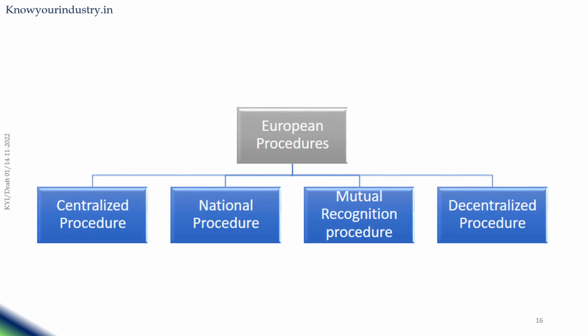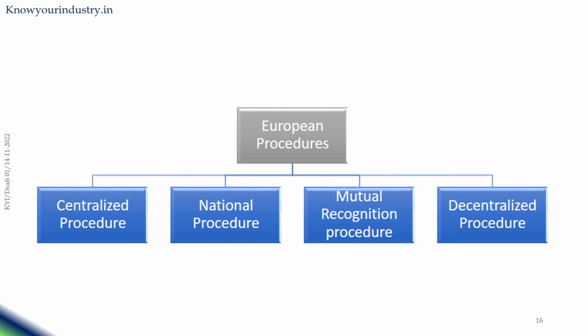Coming to European procedures, similar to the US requirements, there are two regulatory steps to go through before a drug is approved to be marketed in European Union. These two steps are clinical trial application and marketing authorization application. There are four types of procedures in this: centralized procedure, national procedure, mutual recognition procedure, and decentralized procedure.